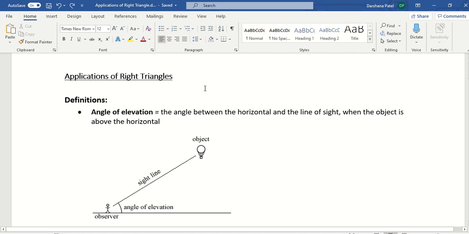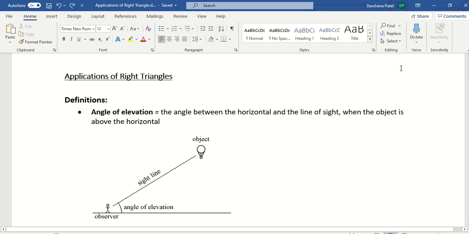Applications of right triangles. Angle of elevation is the angle between the horizontal, so this is the horizontal, and the line of sight when the object is above the horizontal. So this angle right here is the angle of elevation. If someone from here observes an object up in the air, the angle of elevation will be this angle right here.